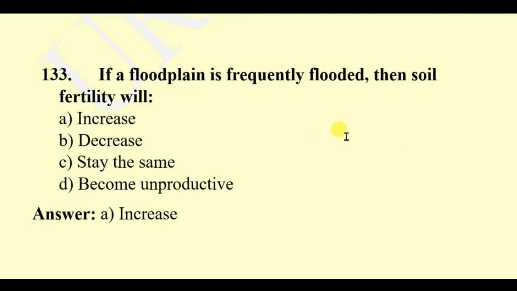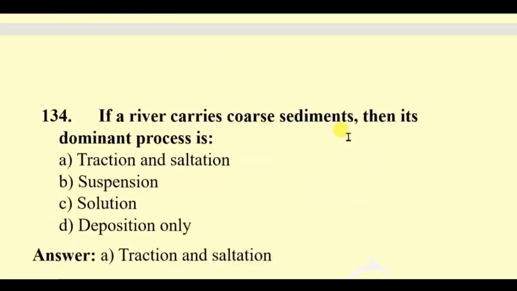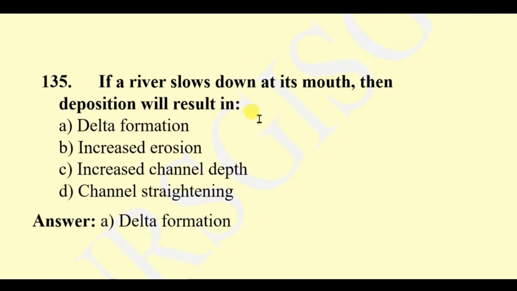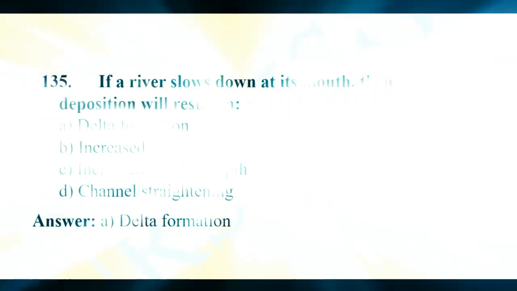For that reason, most of the river's floodplain area is very much fertile. Question 134. If a river carries coarse sediments, then its dominant process is traction and saltation, which works at the bottom of the river or the river bed. Question 135. If a river slows down at its mouth, then deposition will result in delta formation.